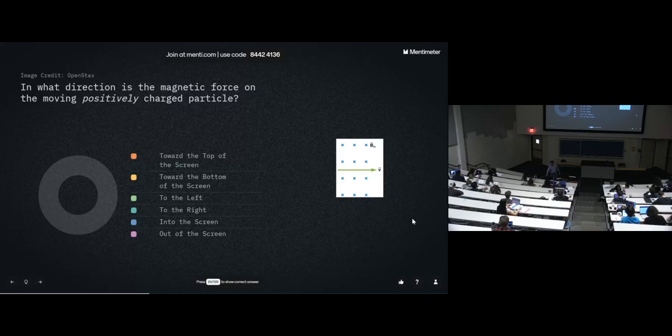Maybe the videos mentioned this last night, maybe they didn't. But if you see a field of X's, you're seeing the back of vectors, the arrows, the fletching, if you will. And so that means that B is going into the board. If you see a field that's dots, you're seeing the tip of the arrow, and that would be coming out of the board. So X's into the board, dots out of the board.